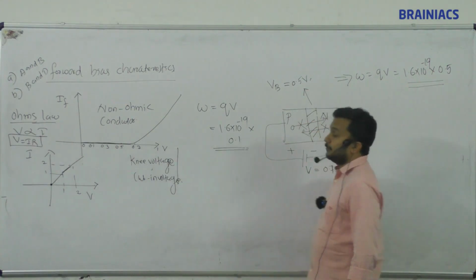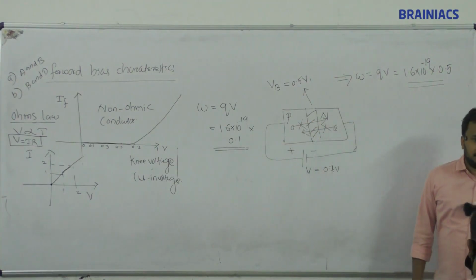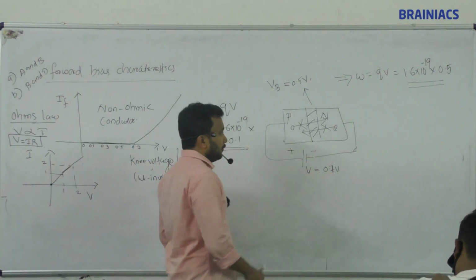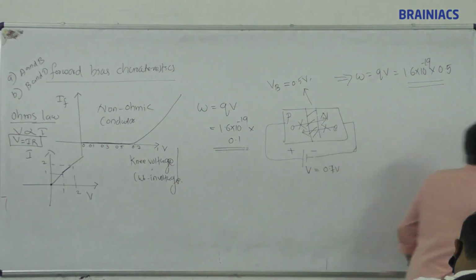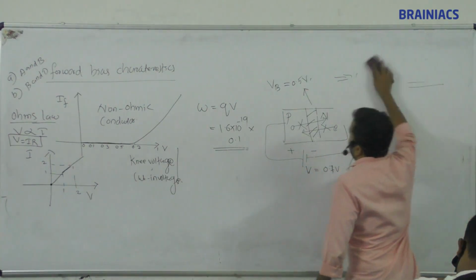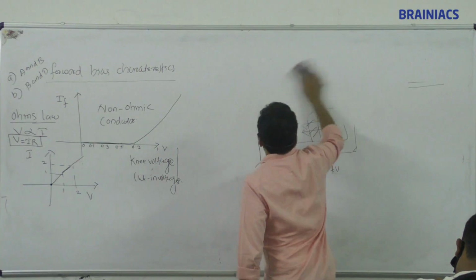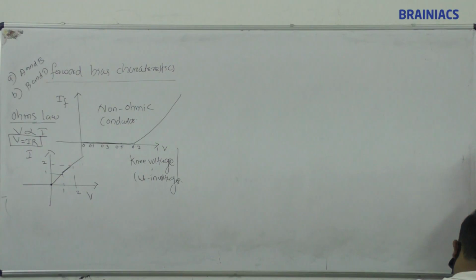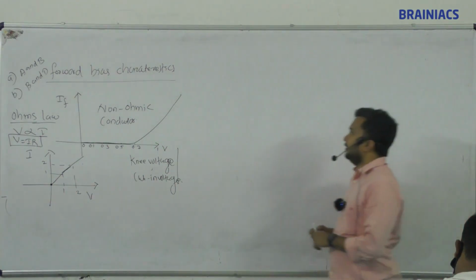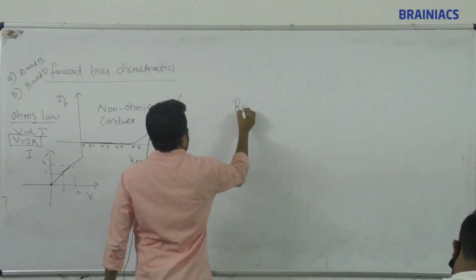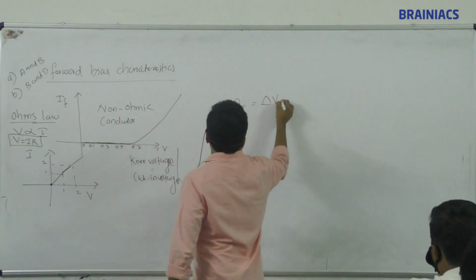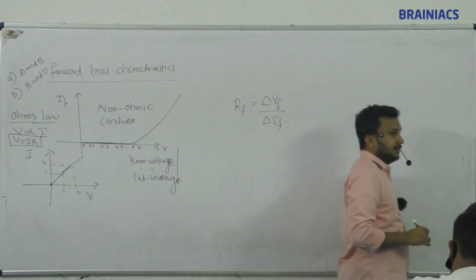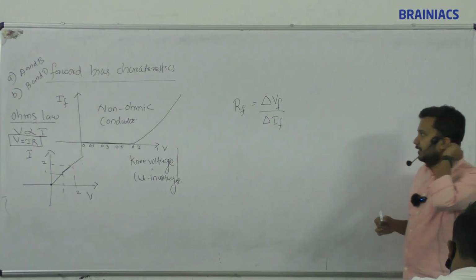Okay, next one. Forward resistance of the diode, RF. Forward resistance of the diode is equal to delta VF divided by delta IF.